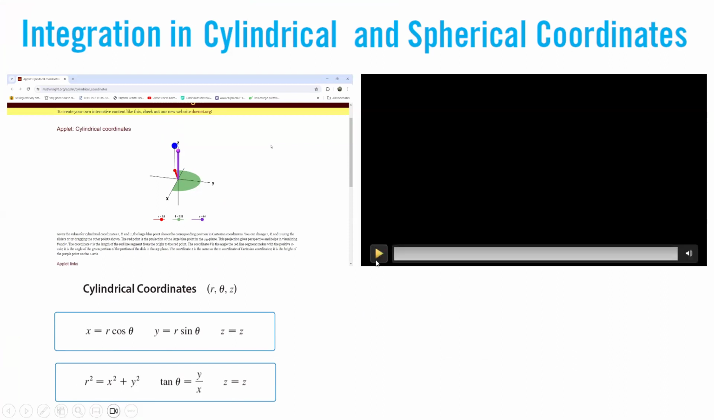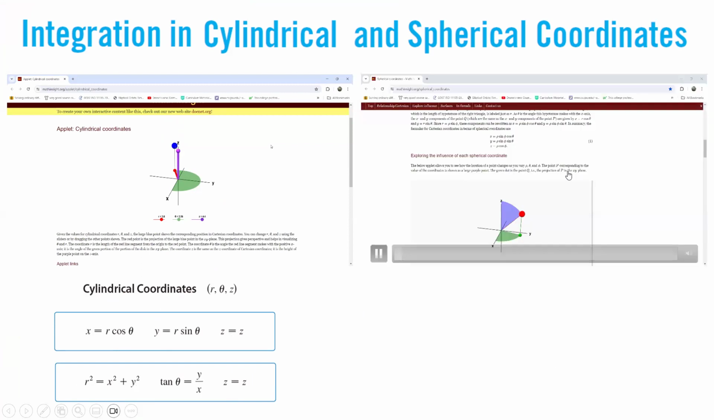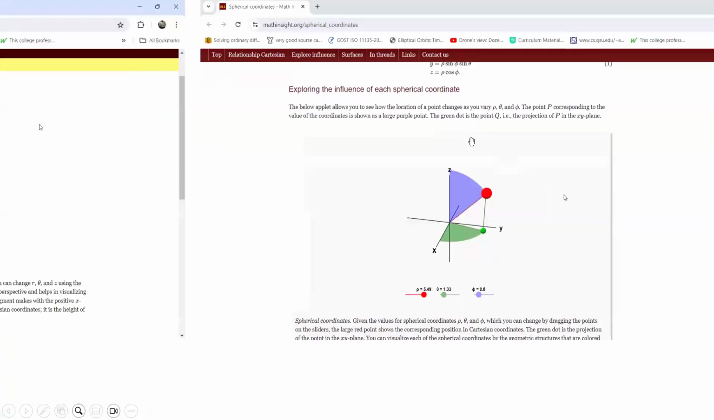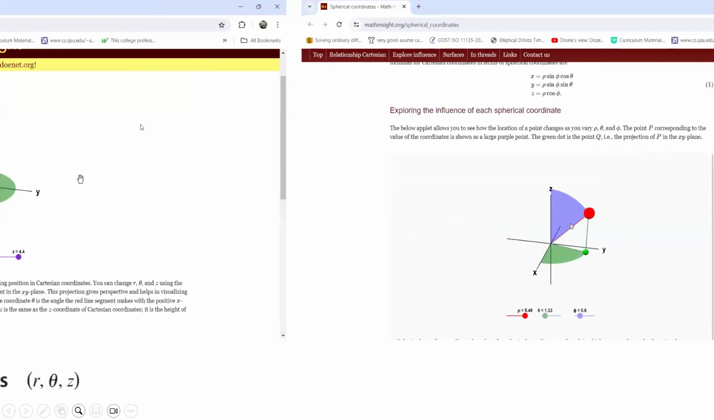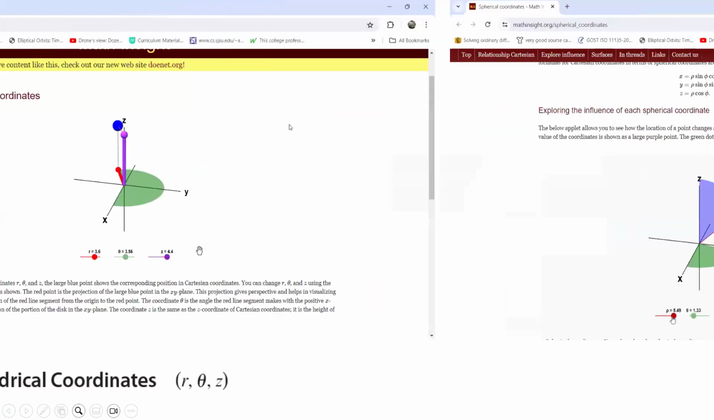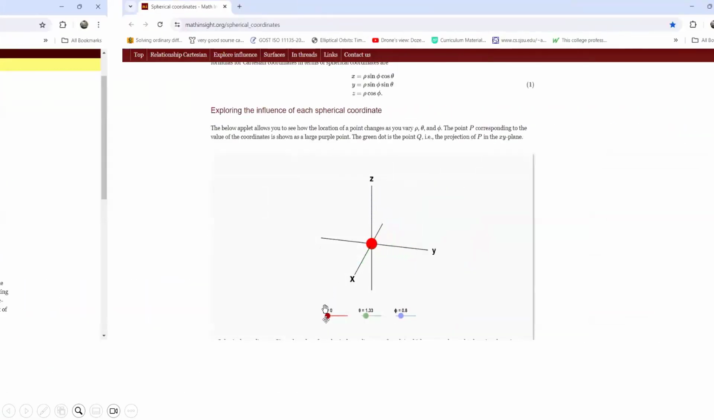Now, for spherical coordinate system, it's a little bit different. You have a point in the space, and these are the cylindrical coordinate system that you learned here on the left-hand side, and these are the spherical coordinate system. Rho is the distance between the point and the origin. Theta is the angle in xy plane, or the projection of your point in xy plane.